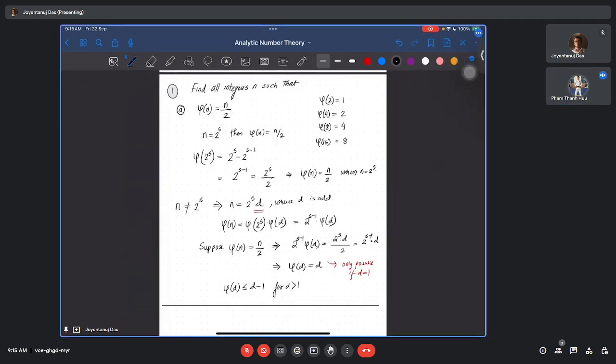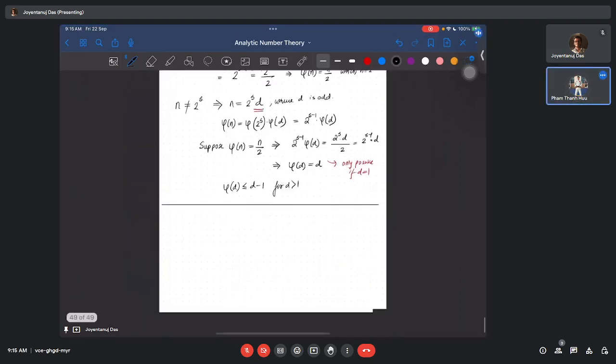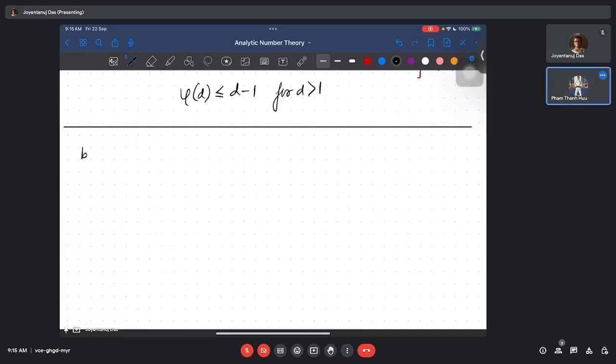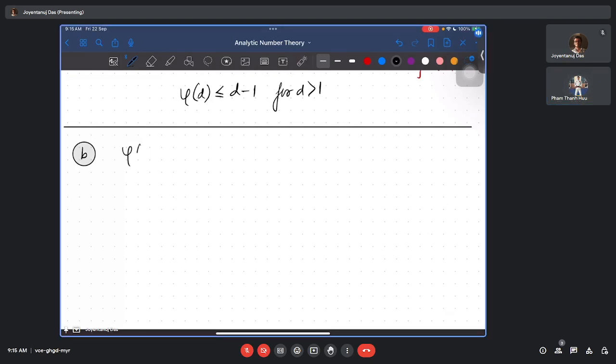Please find it. Yeah, it's okay. So the next part is the same thing, same question: find all integers n such that phi of n is equal to phi of 2n.